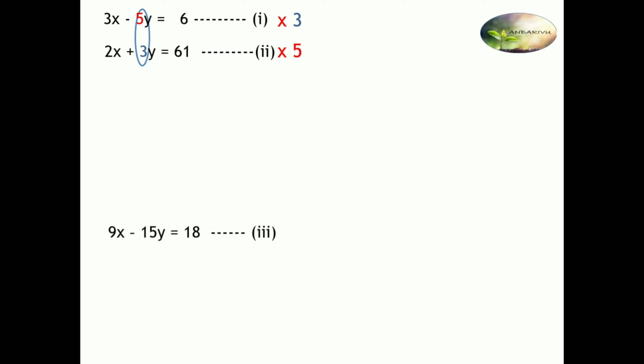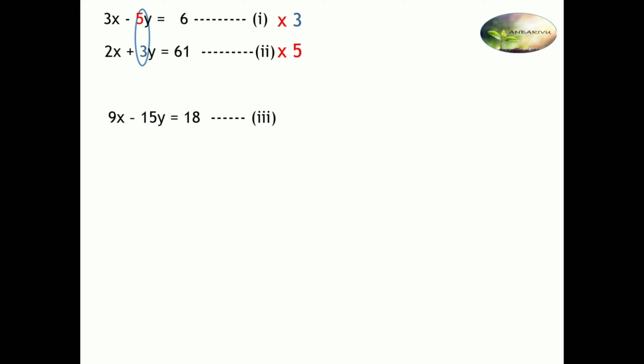Now we need to solve the two equations. In both the equations, I am going to eliminate the coefficient of y. What is the common multiple here? 5 3s are 15. So the first equation I am going to multiply by 3, the second equation I am going to multiply by 5. If I multiply by 3, the equation becomes 3x into 3, 9x minus 3 5s are 15y is equal to 6 3s are 18. That is our third equation.